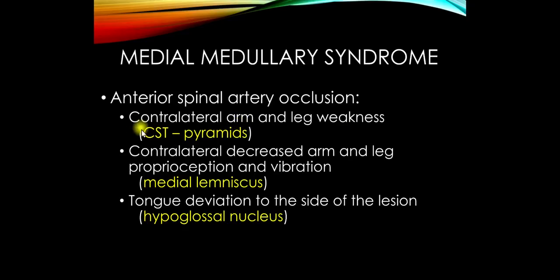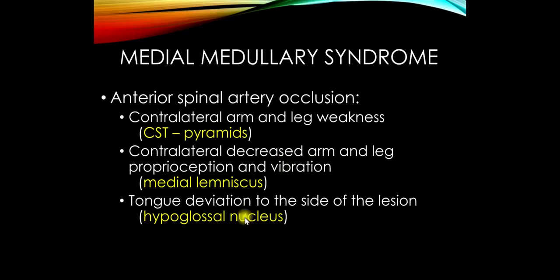Remember the corticospinal tract is an upper motor neuron pathway, so we're going to have upper motor neuron findings in the opposite arm and leg as well. Brisk reflexes, clonus, Babinski, spasticity, and so on. Medial lemniscus, remember that the fibers that become the medial lemniscus have crossed over at this point, so we're going to have a contralateral loss of vibration and proprioception in the opposite arm and leg.